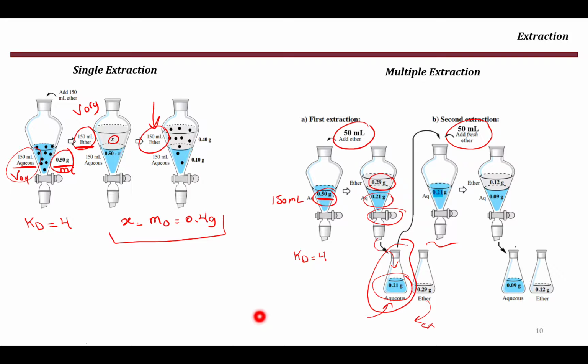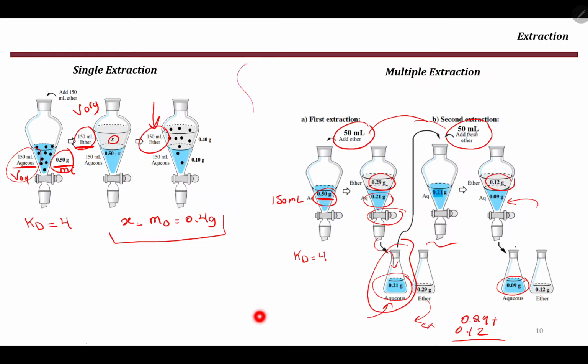Again, if you do the calculations, and we will show you the calculations in the next slide, you will end up extracting 0.12 grams, and the amount remaining is 0.09. Even if I didn't continue right now for the third extraction, as you can see here, after using 100 milliliters of ether, we were able to extract 0.29 plus 0.12 of our compound. And the amount of our compound which remained in the aqueous layer is 0.09.